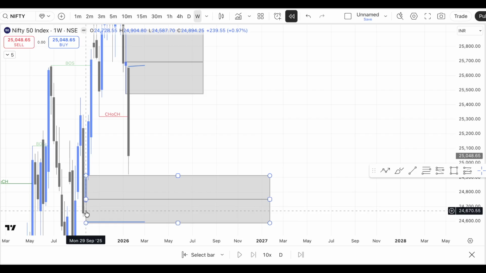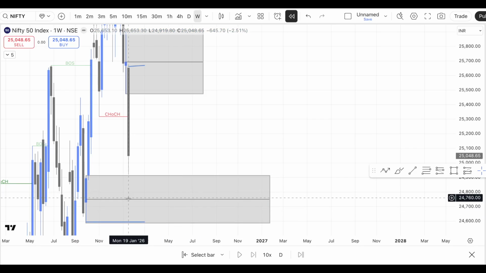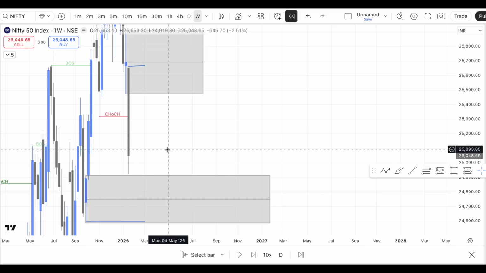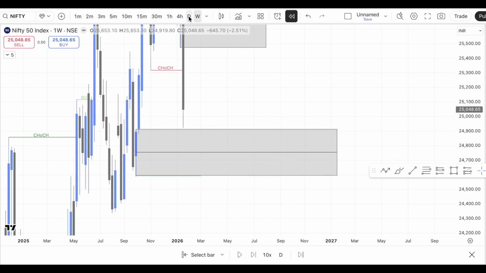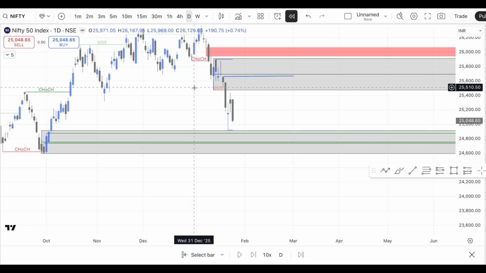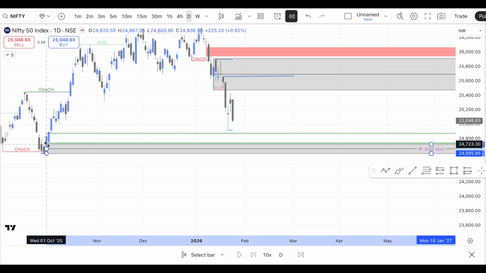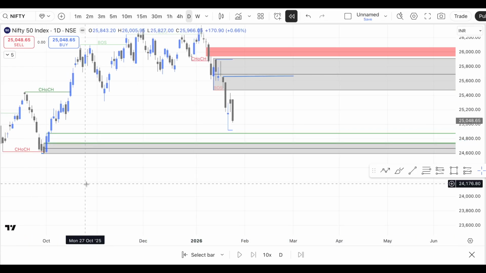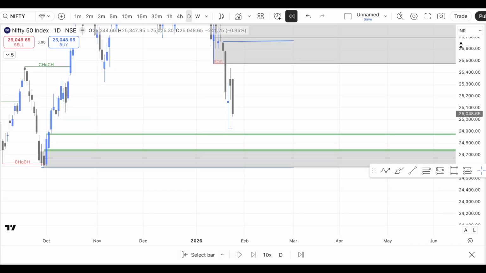So the high of this candle is 24,904.80. The low of this week is 919. So there is a little bit of imbalance still left out. So moving on, let's see if there are any significant points in the day's chart. Yeah. So from the day's chart perspective, we can even narrow down the range a little bit.